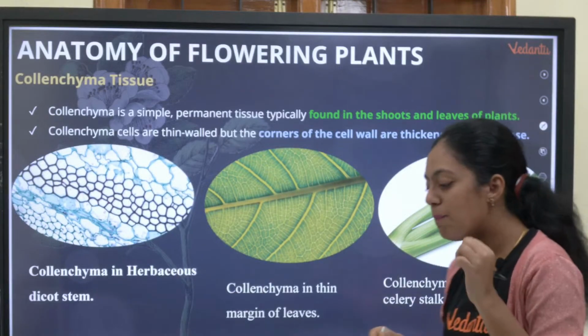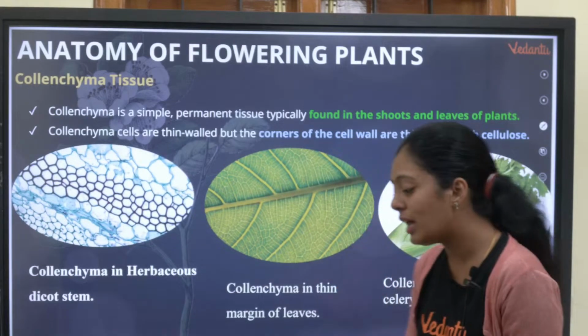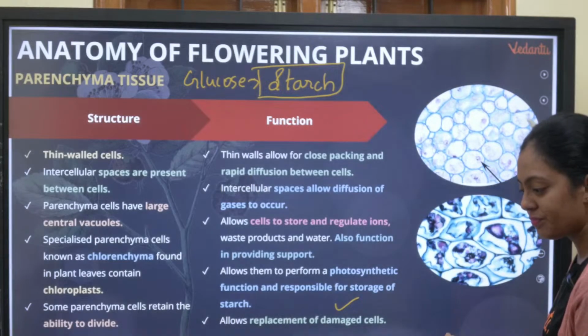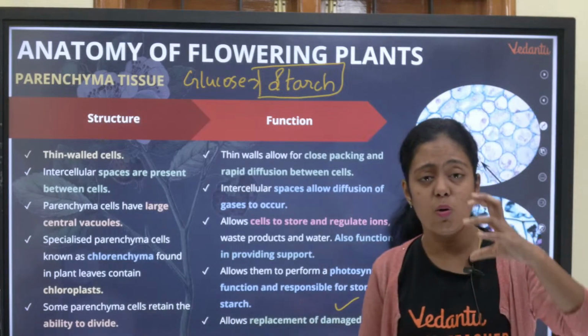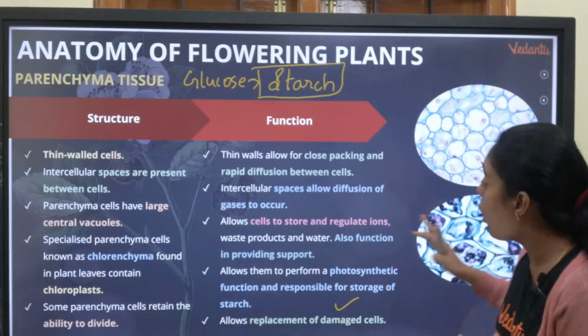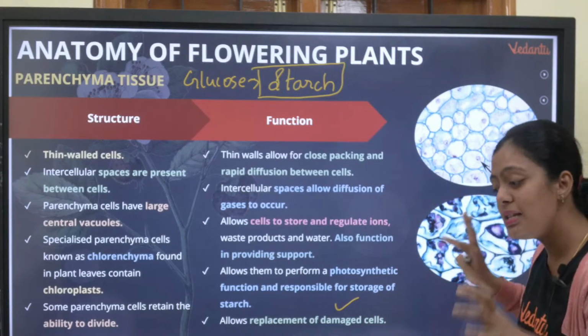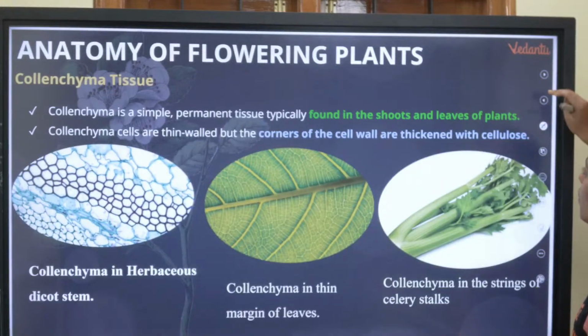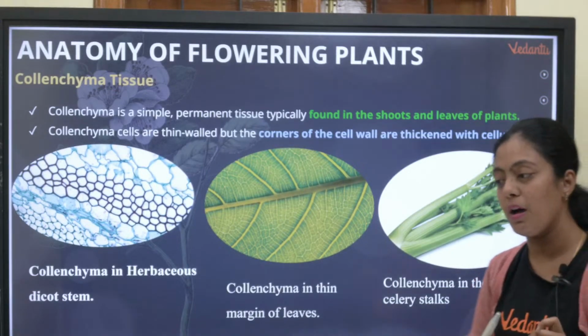We will continue. Isodiametric means they are all similar in shape. They all look the same. All the cells look alike. They are not different from one another. They are all almost similar in shape. That is what we call isodiametric. Clear? Okay. Now what we are going to see is collenchyma.